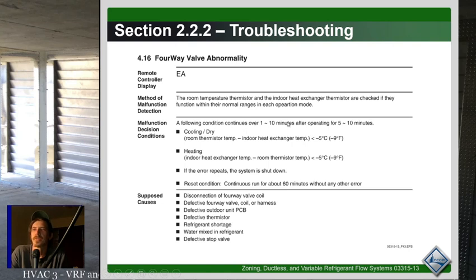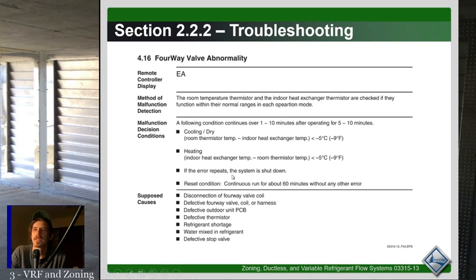Following condition continues over 1 to 10 minutes after operating for 5 to 10 minutes. So this is how the malfunction decision occurs, right? So if any of these conditions continues for more than 1 to 10 minutes after the system has been operating for at least 5 to 10 minutes, so it should have reached its normal operating condition by that point, the cooling dry room thermistor temp minus the heat exchanger temp is less than 5 degrees difference, or 5 degrees Celsius, or 9 degrees Fahrenheit difference. So if they are very close to the same temperature, then it'll give you that error. And heating, if the indoor exchange temperature and the room thermistor temperature is again less than 9 degrees Fahrenheit.